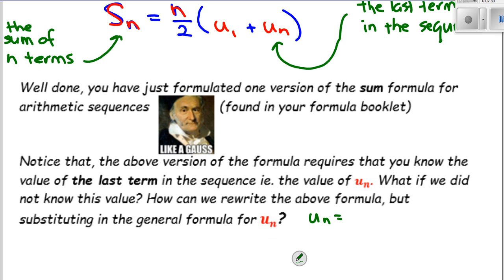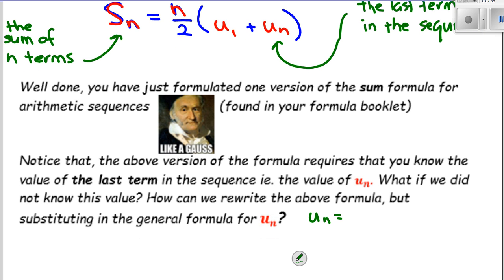So what we're going to do is write a new version of this, but imagine if you didn't know what that last term was, but you could then sub in the formula for u of n. I don't know if you remember the u of n formula from lesson 1 for arithmetic sequences. It's u of 1 plus (n minus 1) d. So see where it says u of n there? We're going to sub in this instead. That's a formula to find out the last term. Yeah, exactly.